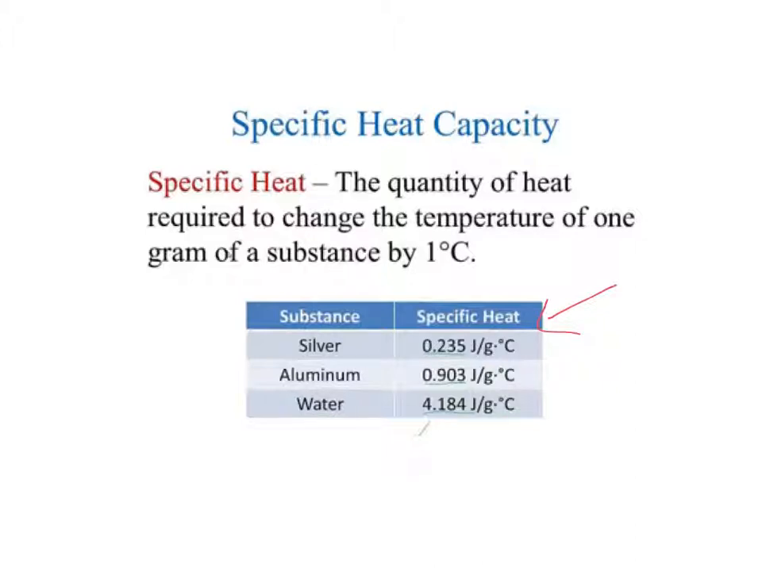Same thing with aluminum, same thing with water. Notice that the two metals here, silver and aluminum, have much lower specific heat capacities than water does. Water is 4 point something, and silver and aluminum aren't even quite 1. What that means is that water actually takes a tremendous amount of energy to make its molecules move faster. For every gram of water, you need a little more than 4 joules of energy to raise its temperature 1 degree, and that's for every gram of water you have.